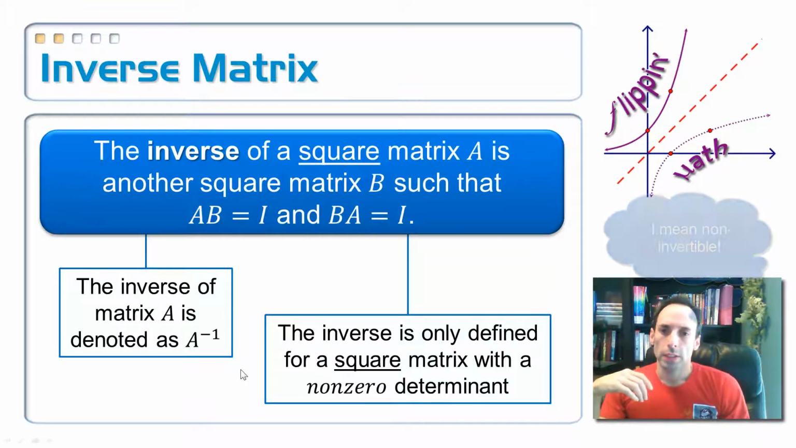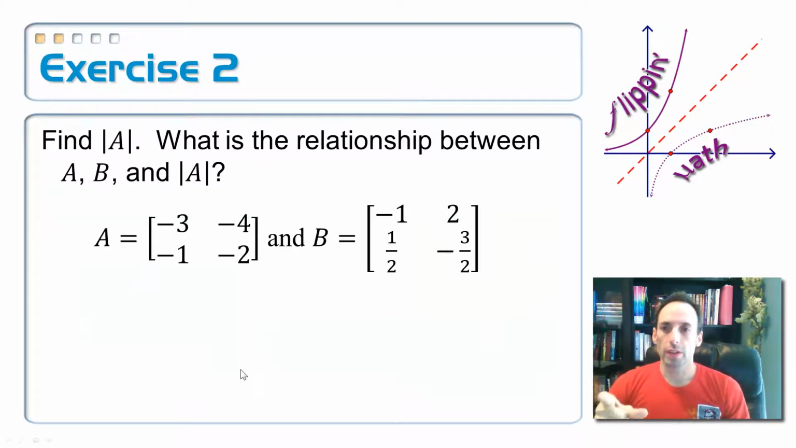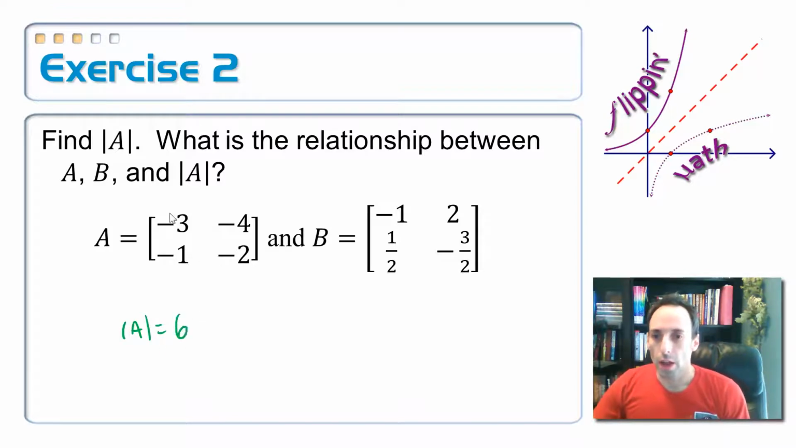Okay. So let's find the determinant of A and see what the relationship is between the determinant of A and these two matrices. These are the same ones from exercise 1, the ones that we saw were inverses of each other. So I know a determinant is super easy to find. I just cross multiply here. So here I get negative 3 times negative 2 gives me 6, minus negative 1 times negative 4, which is a positive 4, which gives me an answer of 2.